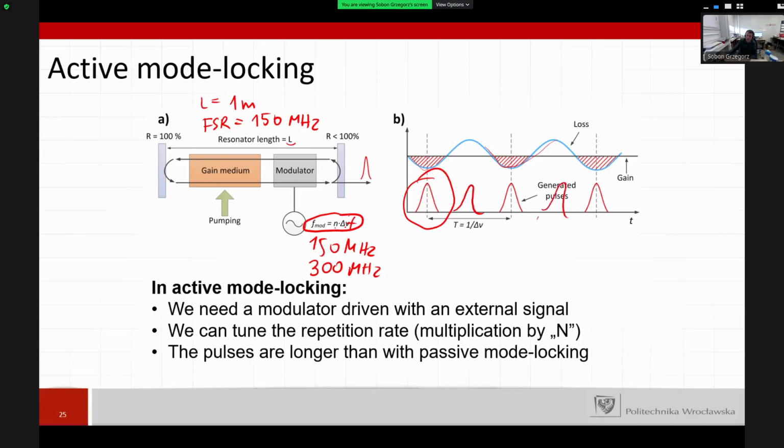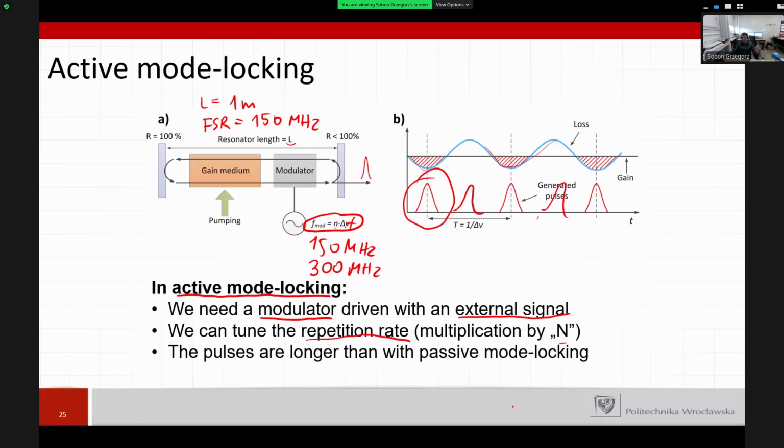However, this needs to be an integer number that multiplies the repetition, the mode spacing of the laser. So in active mode locking, we need a modulator. So we need an active device which we will have to drive with an external signal. So we need an external generator. On the other hand, we can tune the repetition rate because we can multiply it by n.